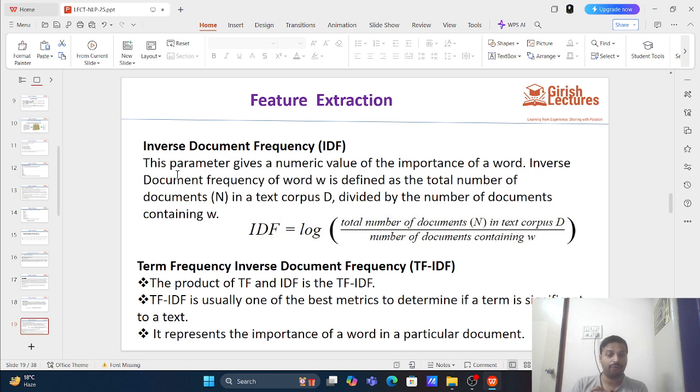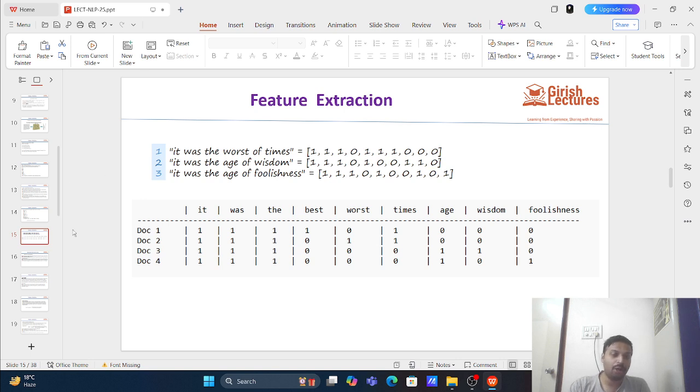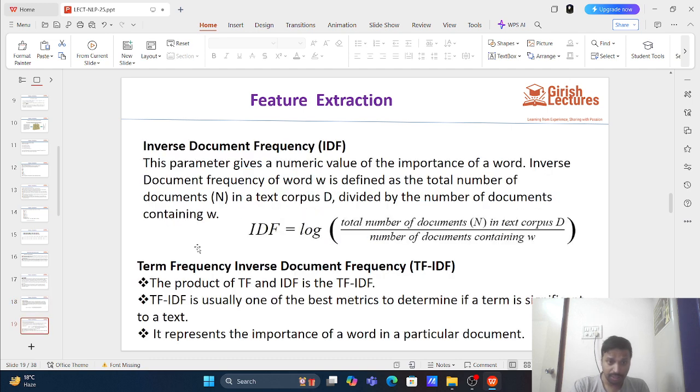Now how will inverse document frequency work? It will be the logarithm of the total number of documents N in text corpus D divided by the number of documents containing W. So how many documents do we have in your entire corpus, divided by the number of documents containing W. For example, if you check here, how many documents contain it? 4. And how many documents do you have? 4. So it will be log of 4 divided by 4, which is log of 1, and that is 0. So that means it has appeared very frequently.